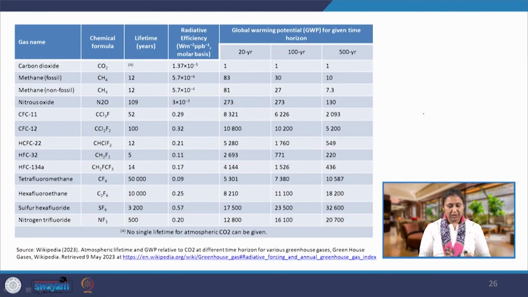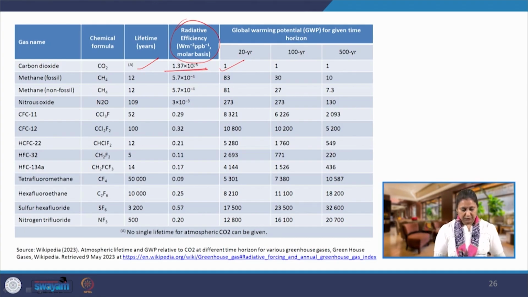So, if you look at this, here we have carbon dioxide, and its global warming potential for a 20-year period is 1, for a 100-year period and a 500-year period is also 1, where we are looking at its lifetime in years, and we are looking at its radiative efficiency or radiative forcing. So, this is the number which you can see for carbon dioxide.